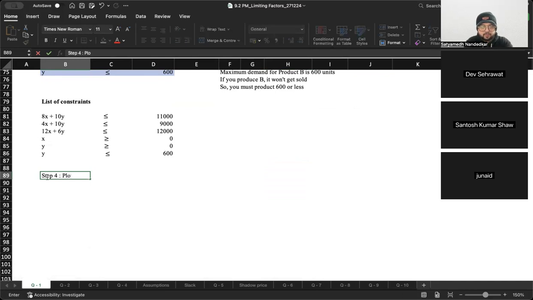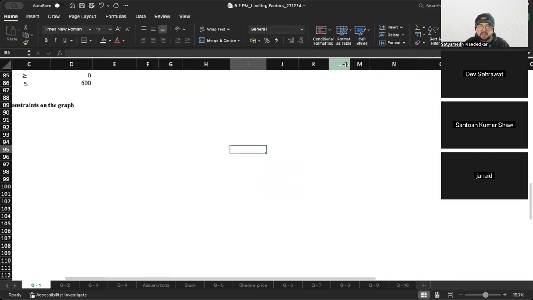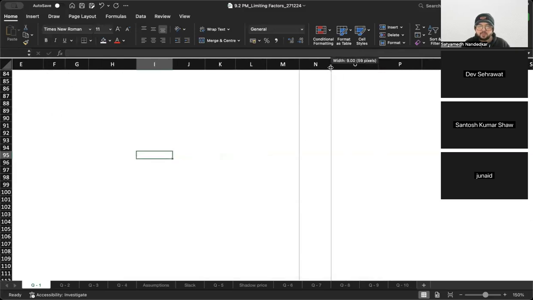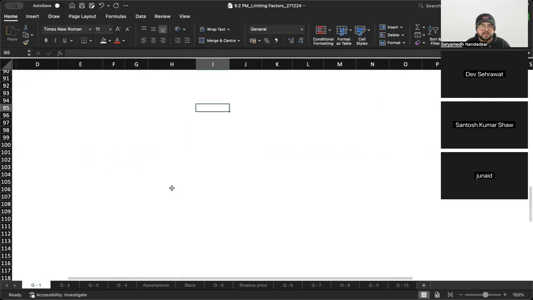Step 4, plot these constraints on the graph. I need all of these columns to be of a similar length for the linear programming analysis to work. Otherwise, it looks a little off. I will make a disclaimer that we are not making it to scale, but it should appear right to your eyes.